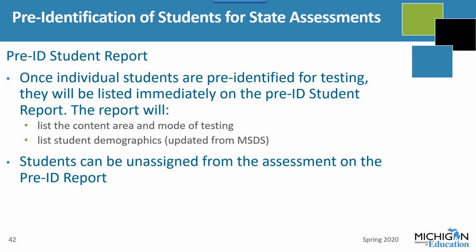The PreID Student report is available so that you can view students who are pre-identified for testing, including by grade and content area, mode of testing, that is paper pencil or online, and demographic information based on what exists in MSDS. You can use this page to unassign students from an assessment if you notice any errors in your PreID list.